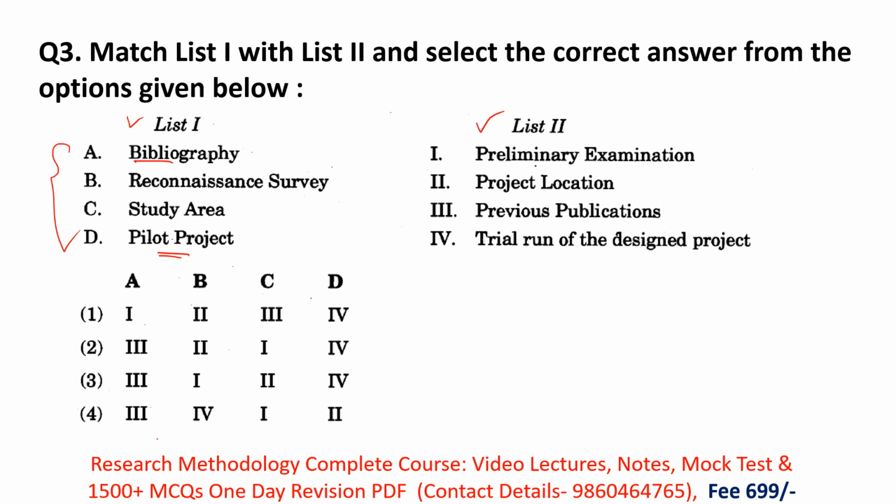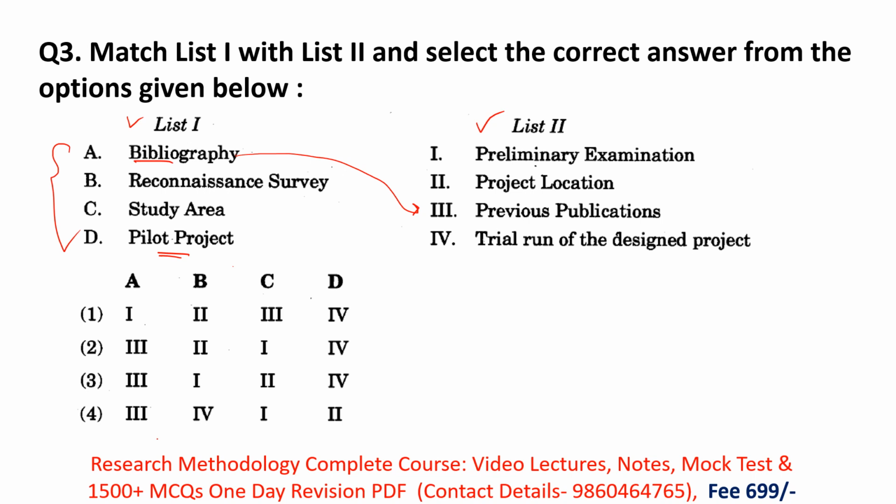What is bibliography? Bibliography is nothing but references. Bibliography means references where you can find what researchers previously did in their work. It means previous publications where you can easily find and read whatever researchers did before. So bibliography here is the previous publication.